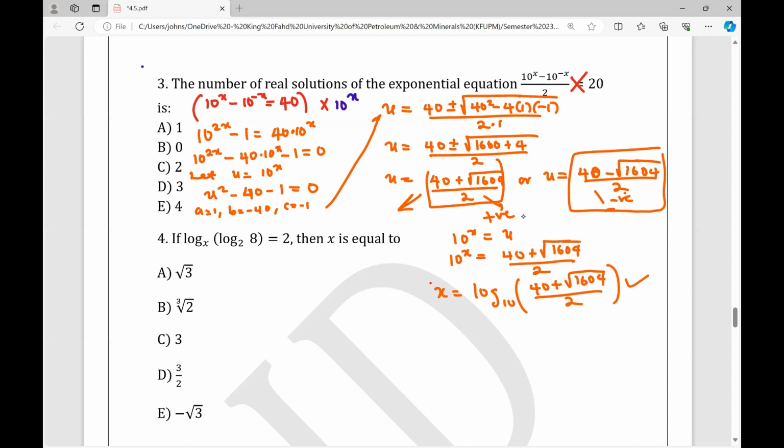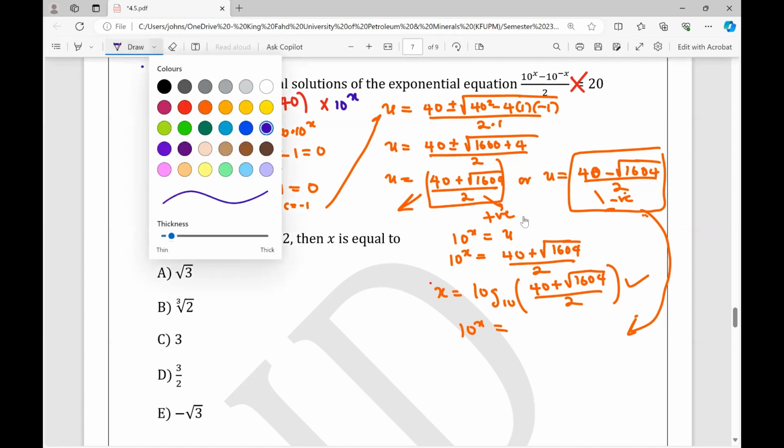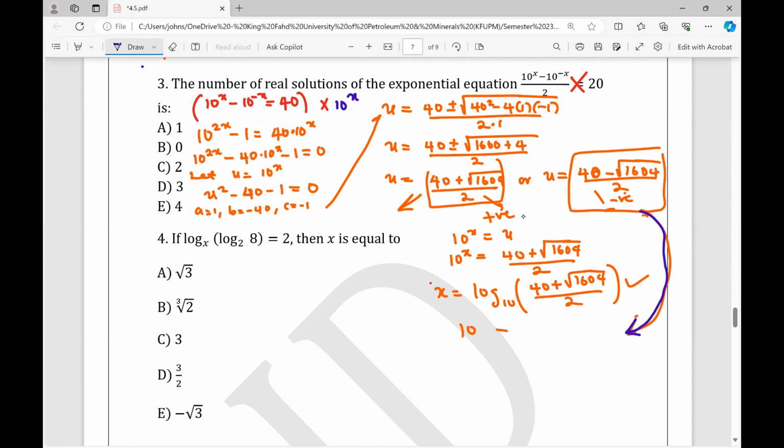But if we take the negative one and say 10 to the power x equals, which u are we using here? We're using this second u here. So let's say 10 to the power x equals 40 minus the square root of 1604, over 2. You see, this will be a problem. So x will be the log of 40 minus the square root of 1604 over 2. This is impossible.